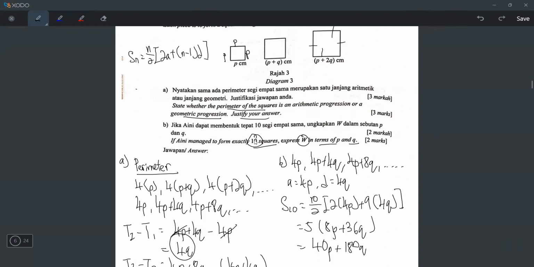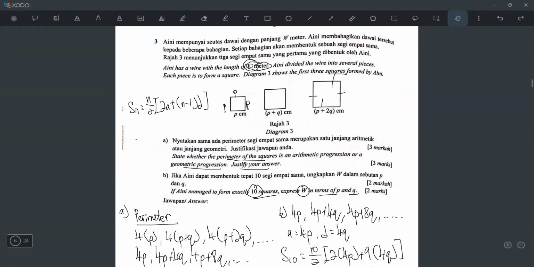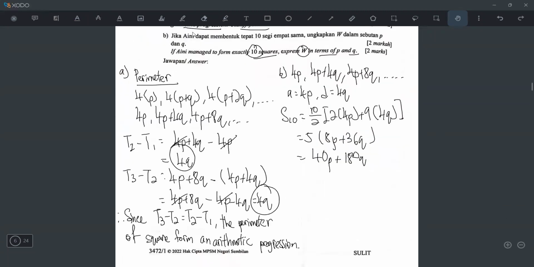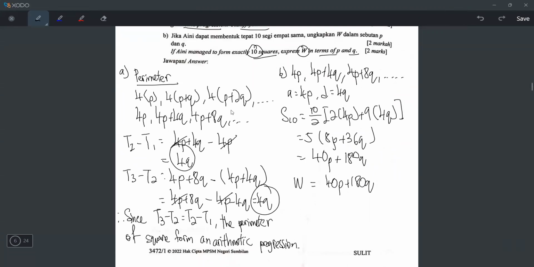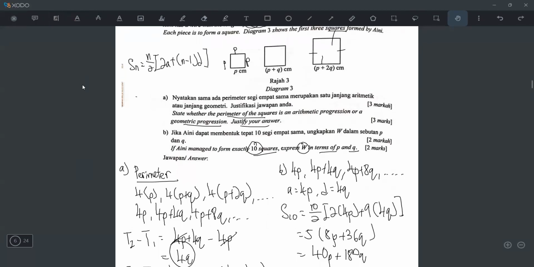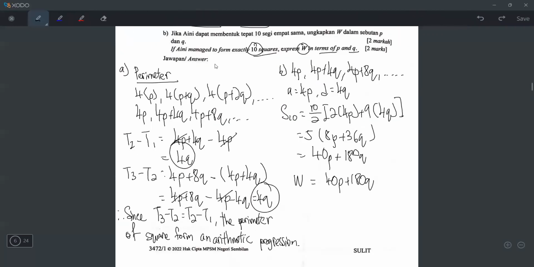But remember they say what? Express W in terms of P and Q. W is the total length of wire in meter. So if the total length can only form 10 squares, it means W must equal 40P plus 180Q, right? But be careful because this is in centimeters, but the W is in meter. It means I have to take this and divide by 100. So W will be 40P divided by 100 plus 180Q, also divided by 100.